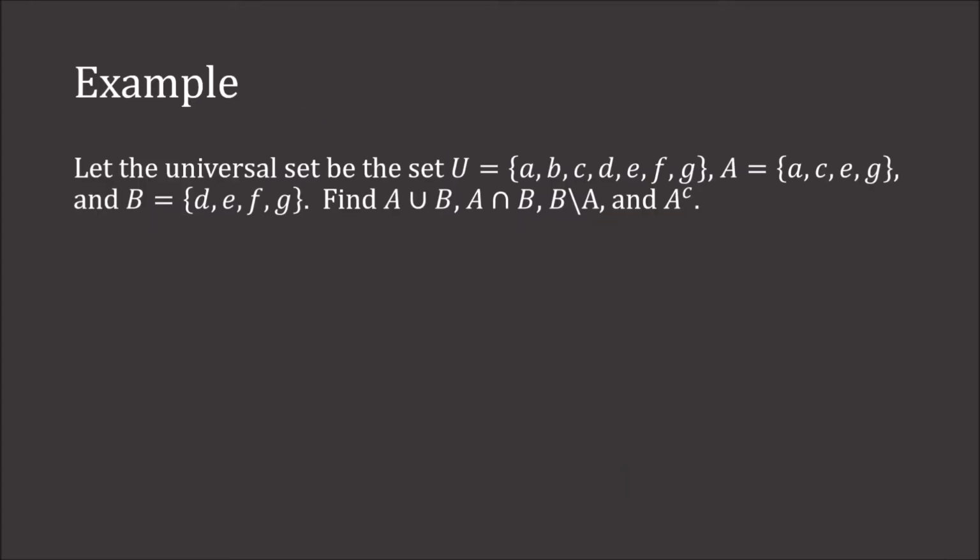So let's take a look here. We have a universal set, which is the set U, which is the set of A, B, C, D, E, F, G. A will be the set A, C, E, G, and B will be the set D, E, F, G. We need to find A union B, A intersect B, B minus A, and A complement. All right. So let's start with A union B.